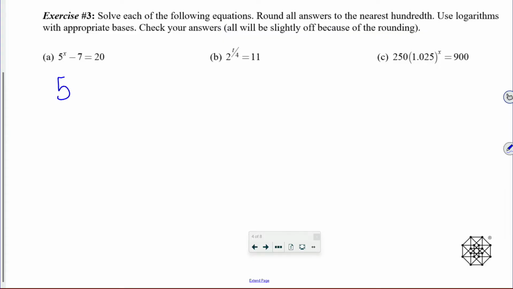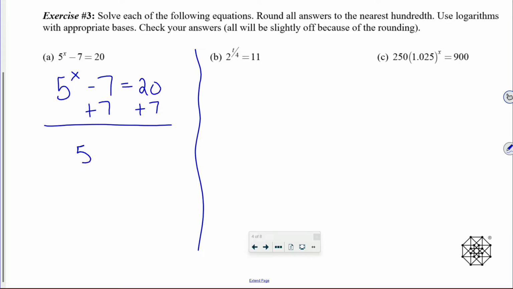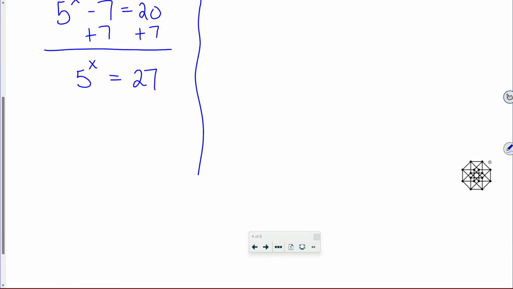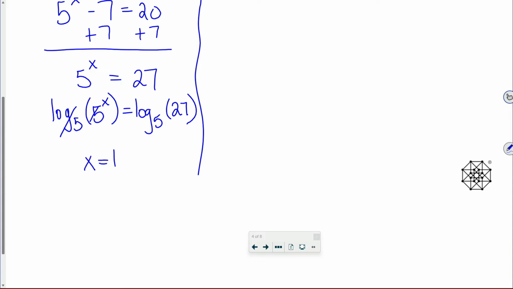All right, I have 5 to the x minus 7 is equal to 20. Since I subtracted 7 as my last operation, the first thing I'm going to do is add 7. Now it might be very tempting to divide by 5 right now, but keep in mind we don't have 5 times x, we have 5 raised to the x. So my next step is going to be to take the log base 5 of each side, right? The log base 5 is the inverse of 5 to the x. Those now cancel each other out, giving me just x over here, and my exact solution is really log base 5 of 27.